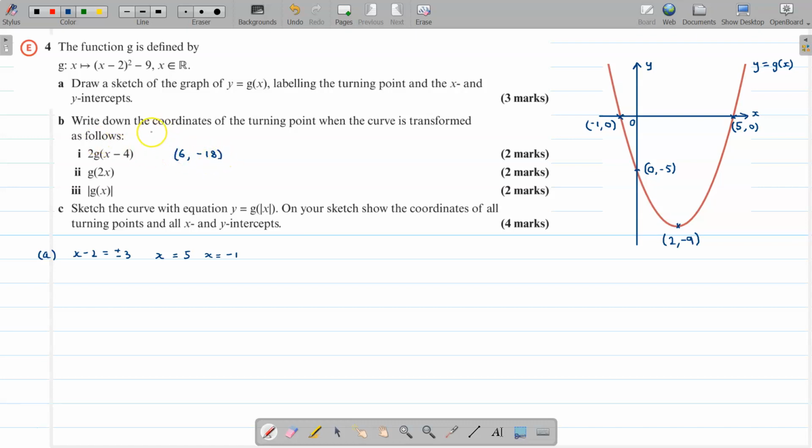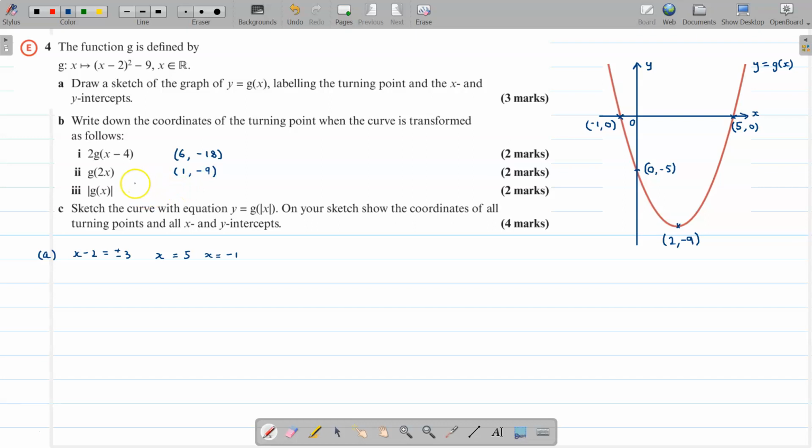It just says write down the coordinates, so there's not much to do other than that. Now this is simply g of 2x. Because the 2 is with the x and not in front of the function, it affects the x coordinate. In other words, it affects it horizontally, and it squashes it by a factor of 2. So what this will do is cause the x coordinate, which is currently 2, to become 1. So the minimum point moves to 1, negative 9. So it won't affect it vertically.